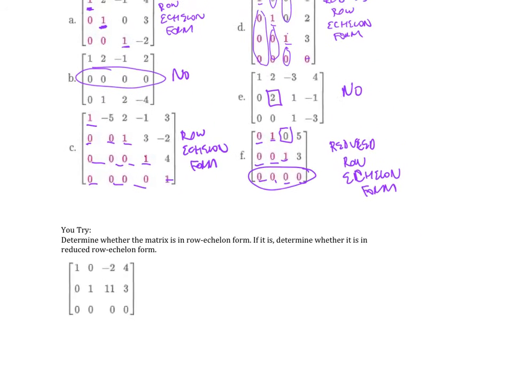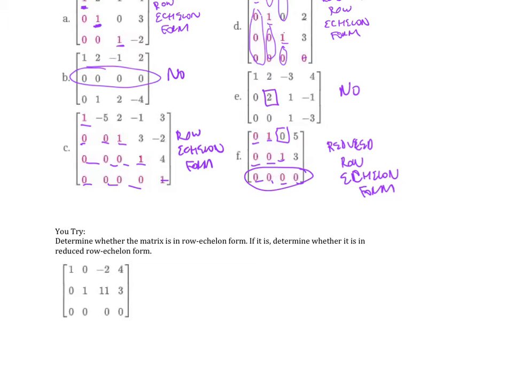So try this example here. Determine whether the matrix is in row echelon form, and then determine whether it is in reduced row echelon form. Now, it might look a little tricky. Here are the ones. Here, 1 and 1. And then the last row is all zeros, which is great. Then notice above and below each of those ones, they are all zeros. So this is actually in reduced row echelon form.